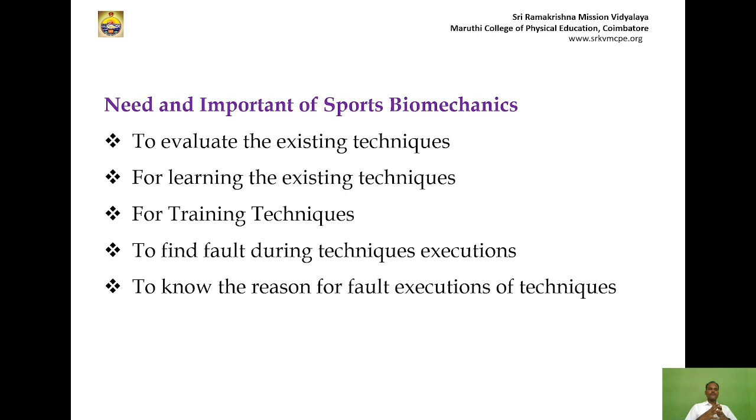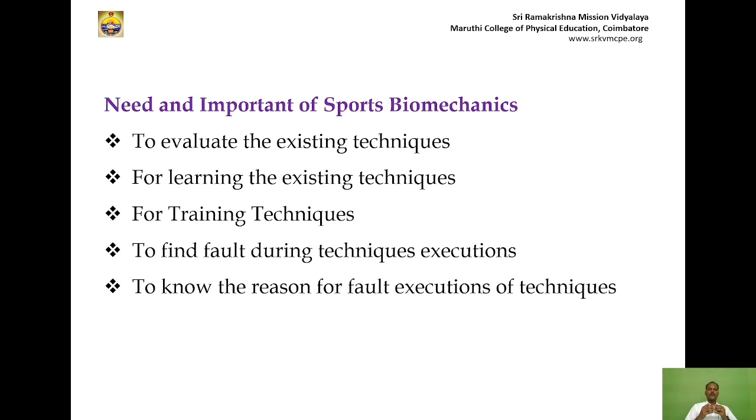For example, our neck joint is called a pivot joint, and we cannot rotate it fully. This comes under kinesiology. And how we can move the neck comes under biomechanics. The training techniques work the same way in sports applications, to find out faults during technique execution.